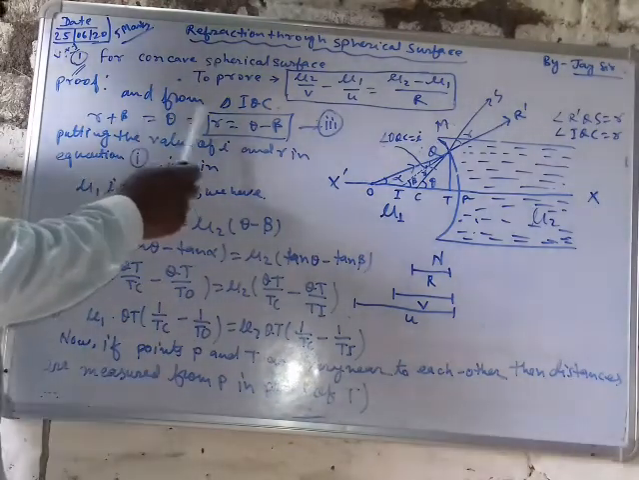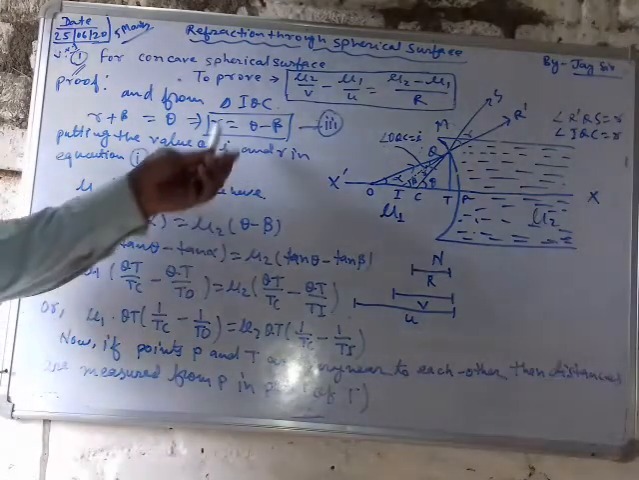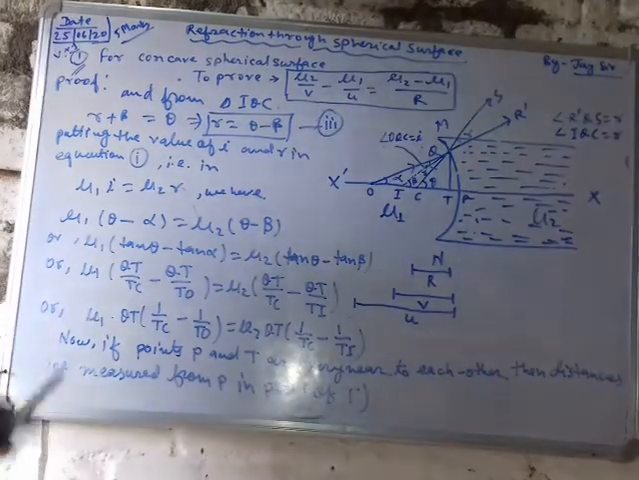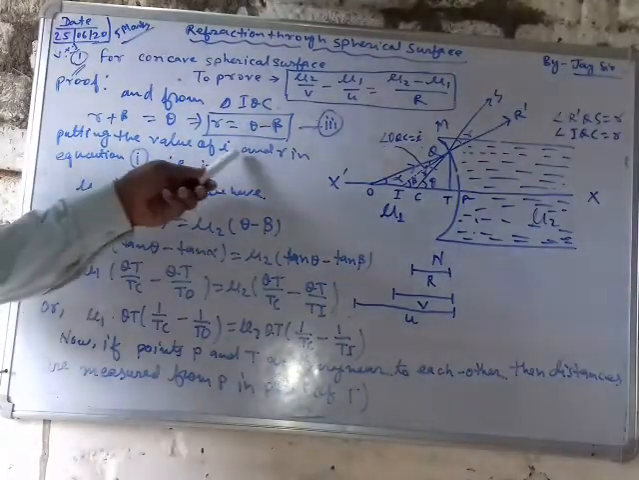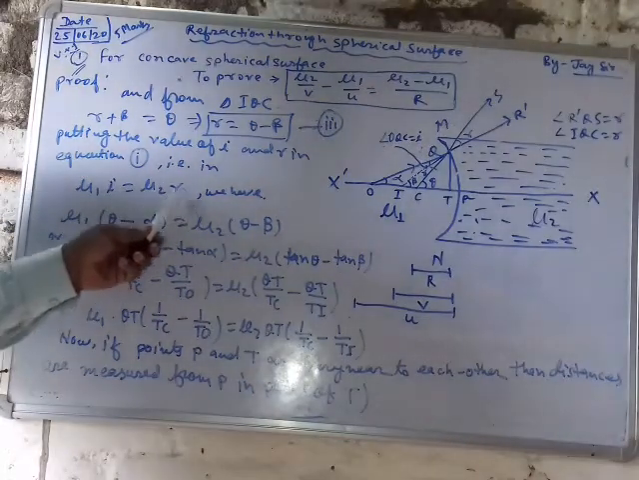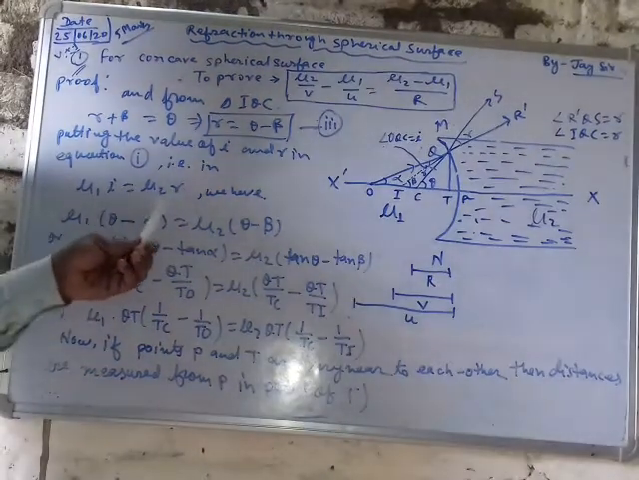So we can write here r equal to theta minus beta, and this is taken as equation 3. Now, further putting the value of i and r in equation 1, that is mu1 i equal to mu2 r. Okay, equation 1 is mu1 i equal to mu2 r.